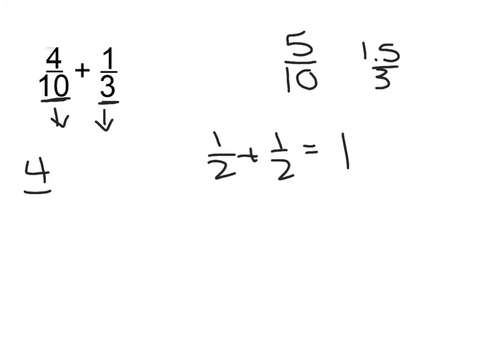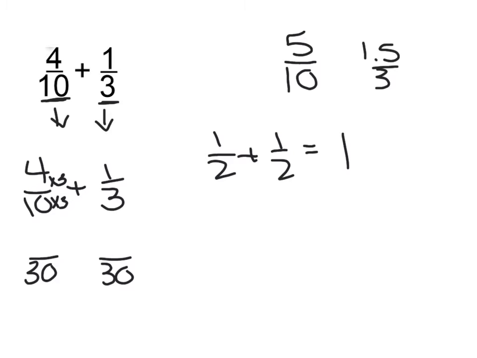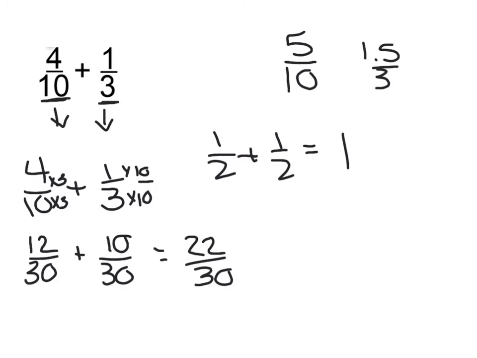Let's try it and make sure we're correct. So I have 4/10 plus 1/3. We can go to 30 as our common denominator, times 3 over 3. 10 times 3 is 30. 4 times 3 is 12. 3 times 10 is 30, so we're multiplying by 10 over 10. 1 times 10 is 10. 12 thirtieths plus 10 thirtieths equals 22 thirtieths, which again is less than 1, just like we thought.